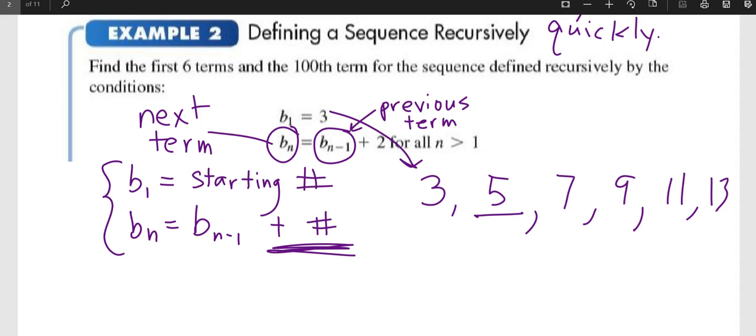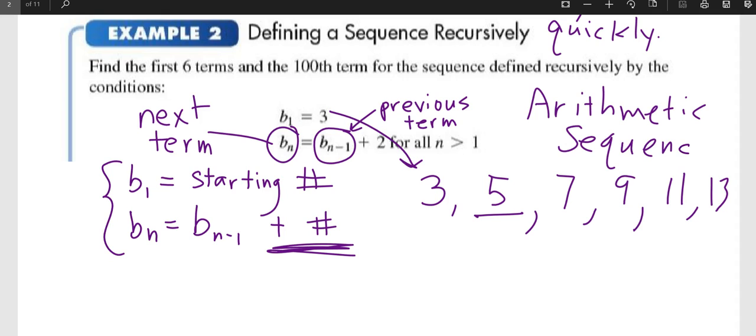Now, what we're dealing with right here is actually a very specific type called an arithmetic sequence. This is what you discussed last year. An arithmetic sequence is based upon adding. Now, I hope that you all know that you can still add a negative number. Adding a negative number is called subtraction. But we add a common difference.